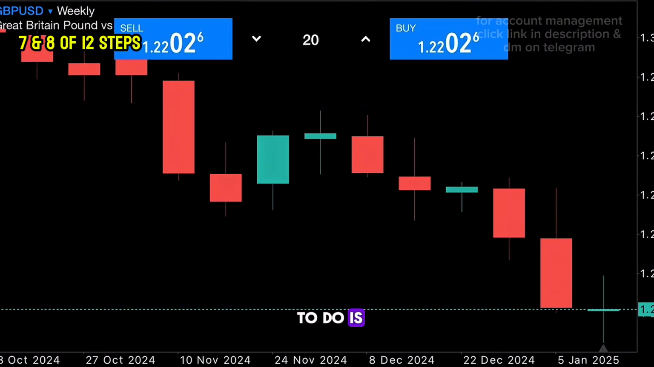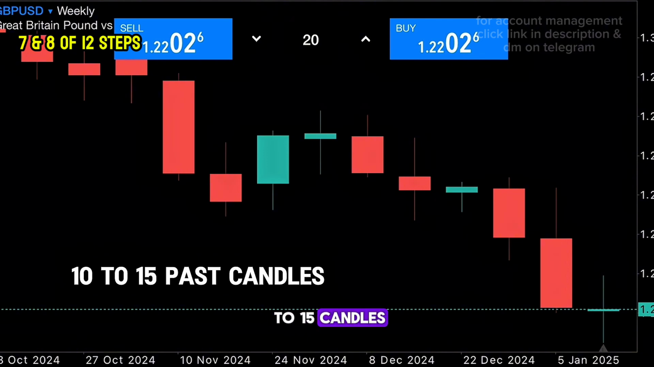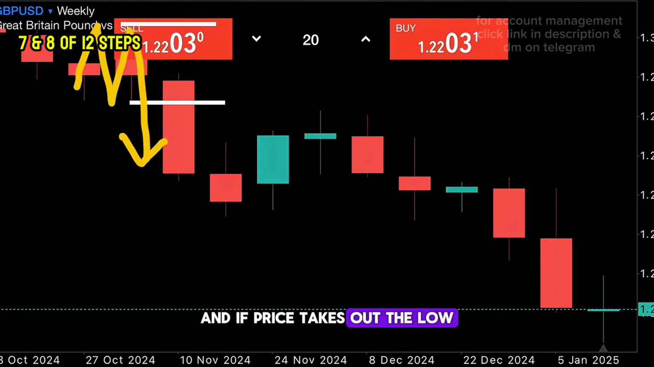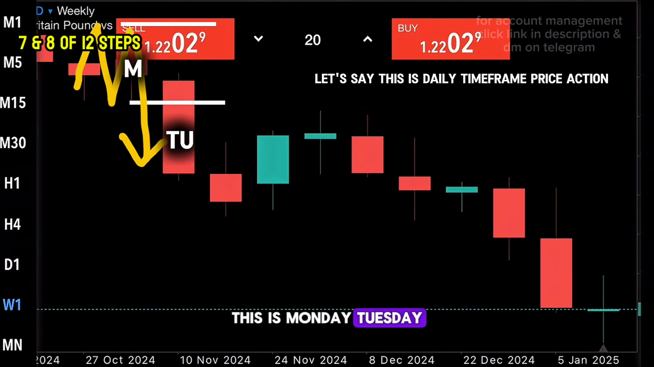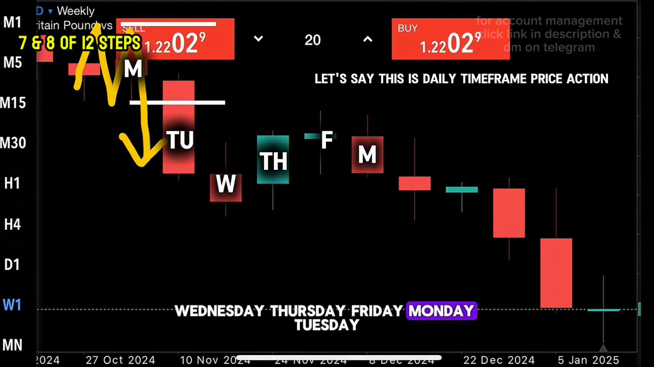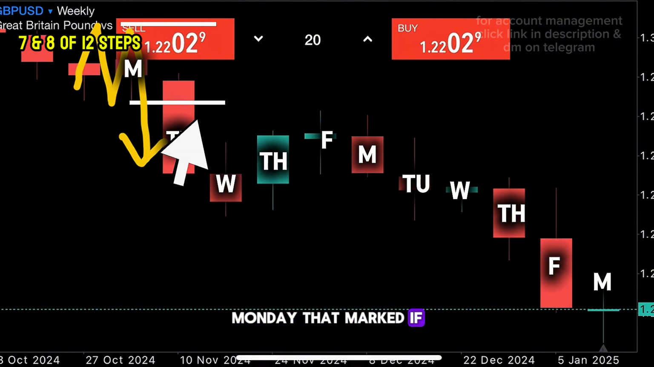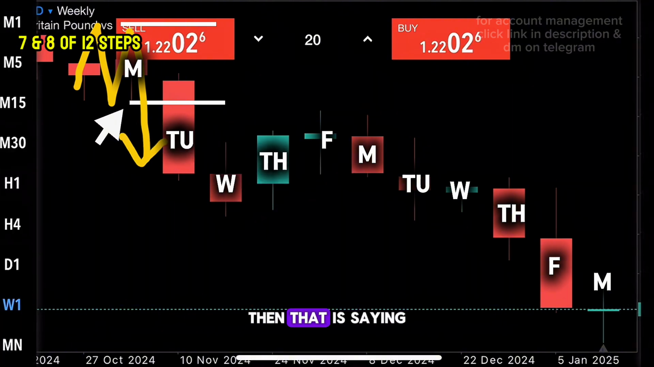So what you want to do is apply the swing point science on at least 10 to 15 past candles. Mark the low of the candle and the high of the candle, and if price takes out the low, let me mark this for more understanding. Let's say this is Monday, Tuesday, Wednesday, Thursday, Friday, Monday, Tuesday, Wednesday, Thursday, Friday, Monday. That's marked. If price takes out that Monday low, then that is a sign that the momentum is bearish, and then you want to go to a lower time frame to get PDRAs, which I'm going to explain soon.